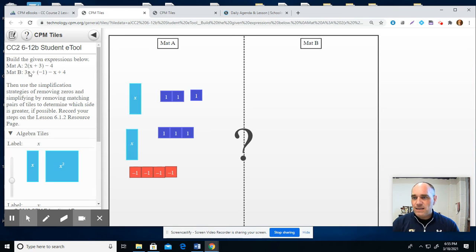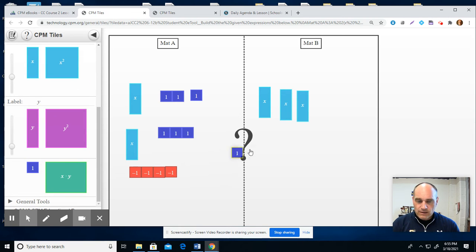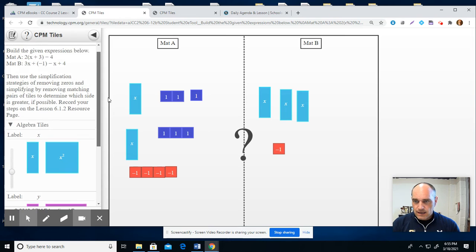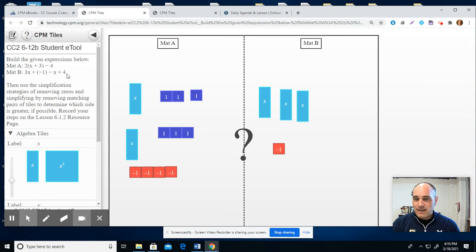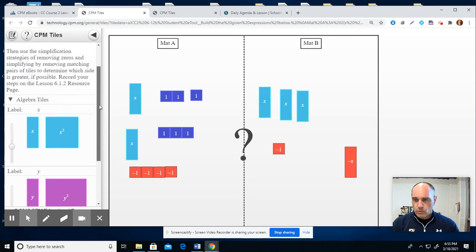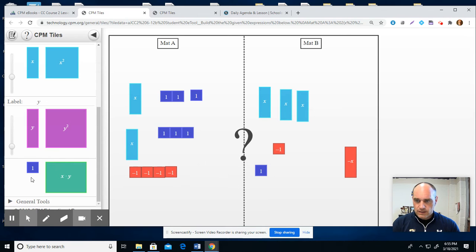All right, mat B, I have 3 x's. So let's do that, 3 positive x's. And then I have a negative 1. And I have minus x, so it'd be like plus a negative x, so let's make it negative. And then I have plus 4, so 4 ones: 1, 2, 3, 4. All right, so I've got my mat set up.